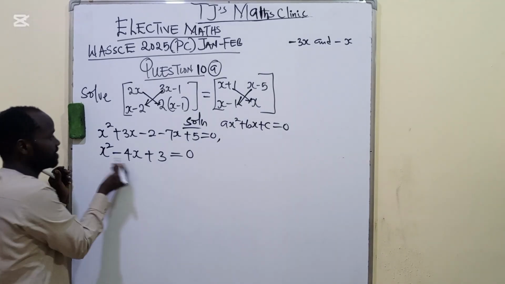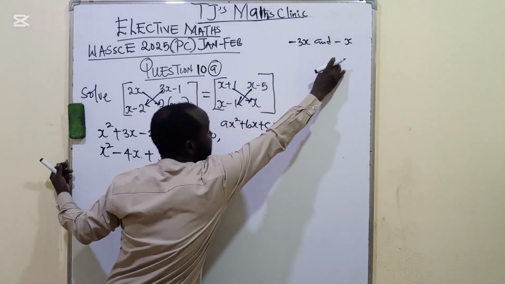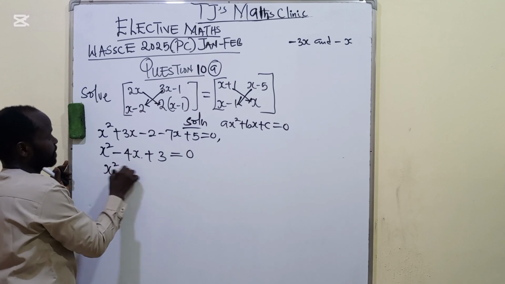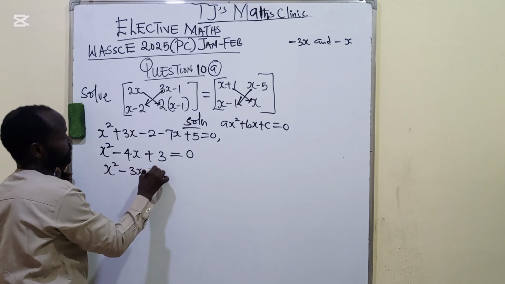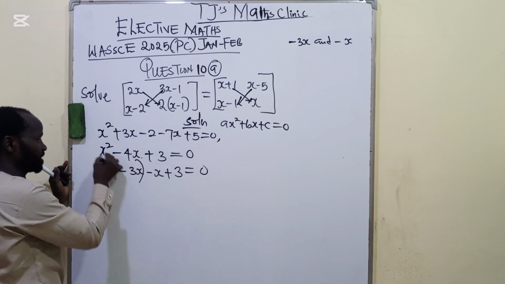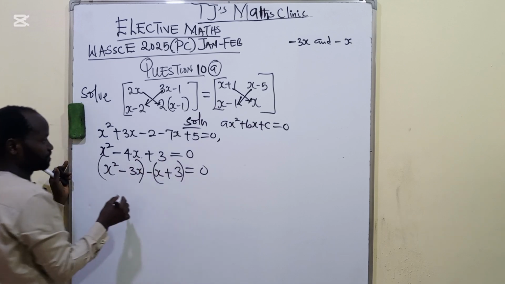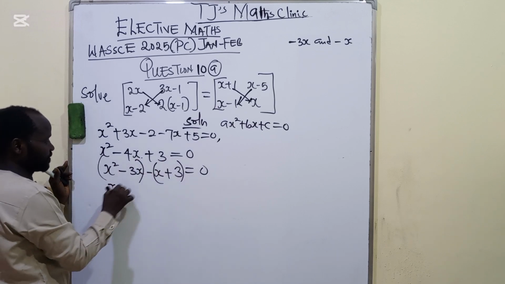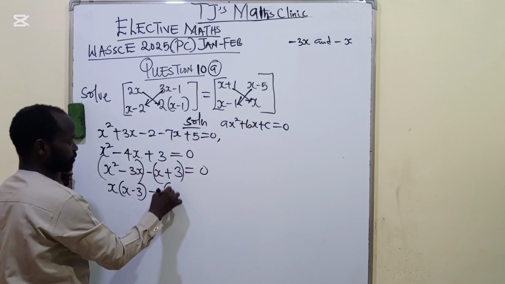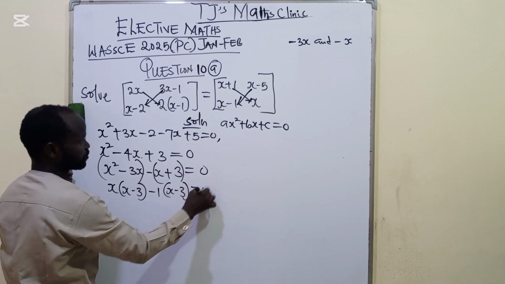So let's replace this middle term with these two factors. Very important. So this will be x squared minus 3x minus x plus 3 equals 0. We can group this and factor out. What is common here is x into x minus 3. What is common here is minus 1 into x minus 3 equals 0.